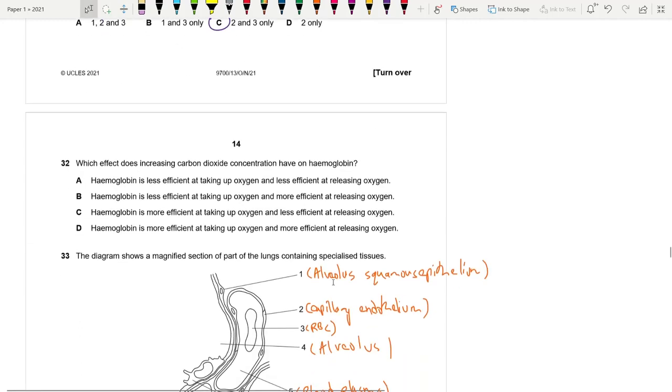32. Which effect does increasing carbon dioxide concentration have on hemoglobin? Basically, it causes the release of oxygen from hemoglobin. It is less efficient at taking up oxygen and more efficient at releasing oxygen. That should be our answer. 32 should be B. That's called the Bohr effect, right? It was like this, but afterwards it becomes like this. It shifts to the right.